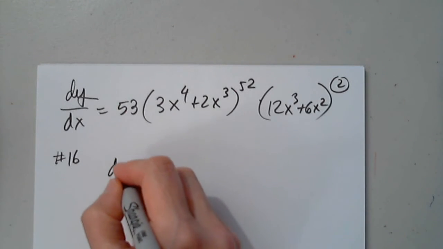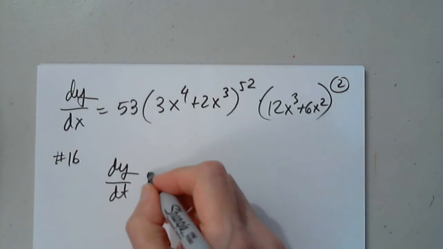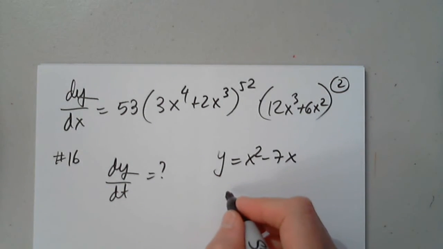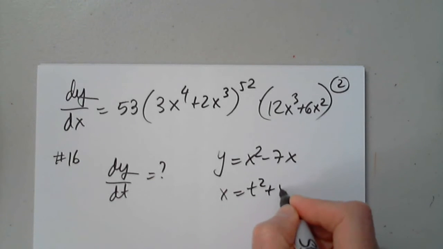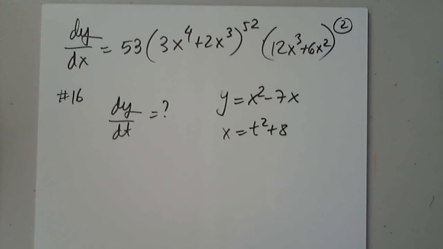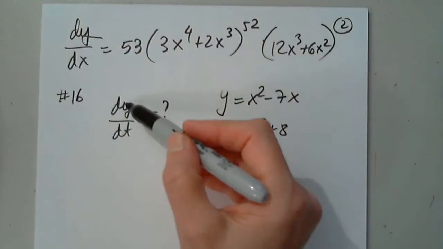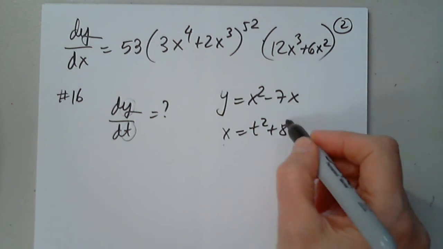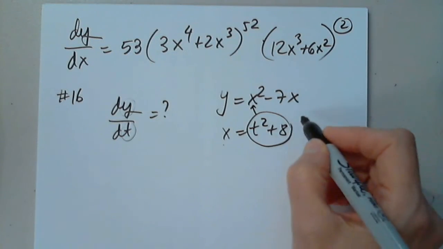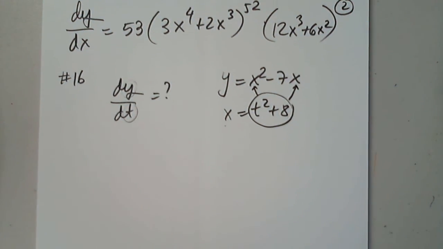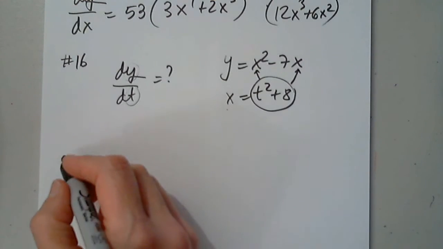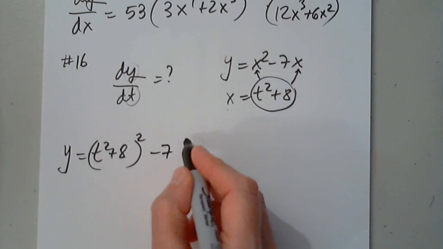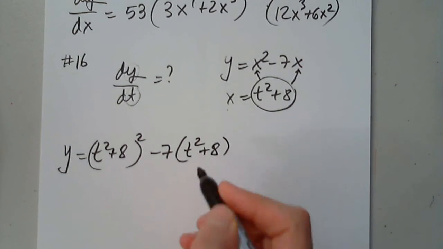Okay, so we have dy over dt. That's what we are asked to find. So y equals x squared minus 7x, and x equals t squared plus 8. So one option will be, since I want y and t, but I have x, all I have to do is replace it in here, and then differentiate, and that's it. So then y equals (t squared plus 8) to the second power minus 7 times (t squared plus 8).